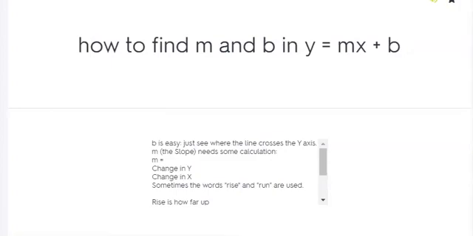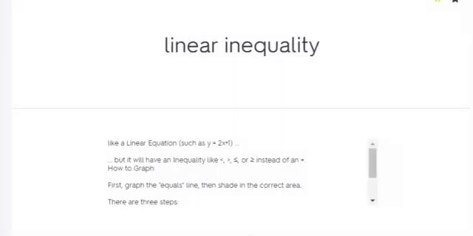b is easy, just see where the line crosses the y-axis. m needs some calculation. m equals change in y over change in x. Sometimes the words rise and run are used. Rise is how far up, run is how far along, and so the slope m equals rise over run. Linear inequality.